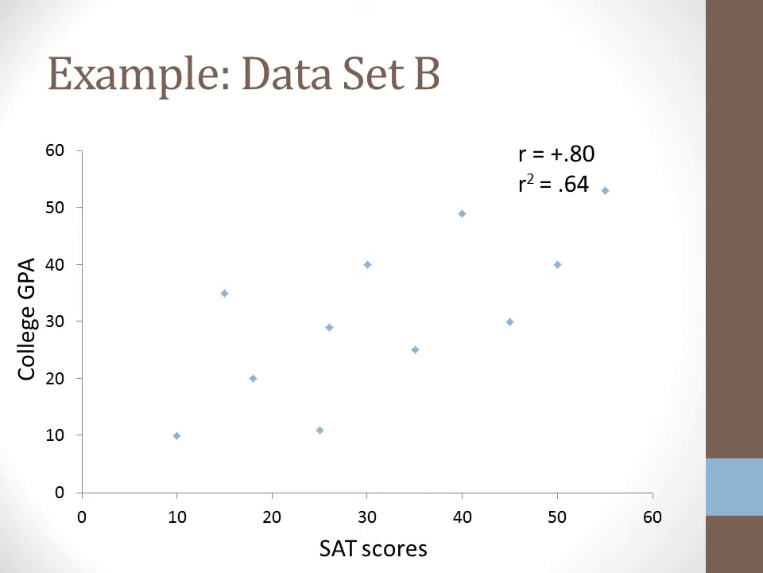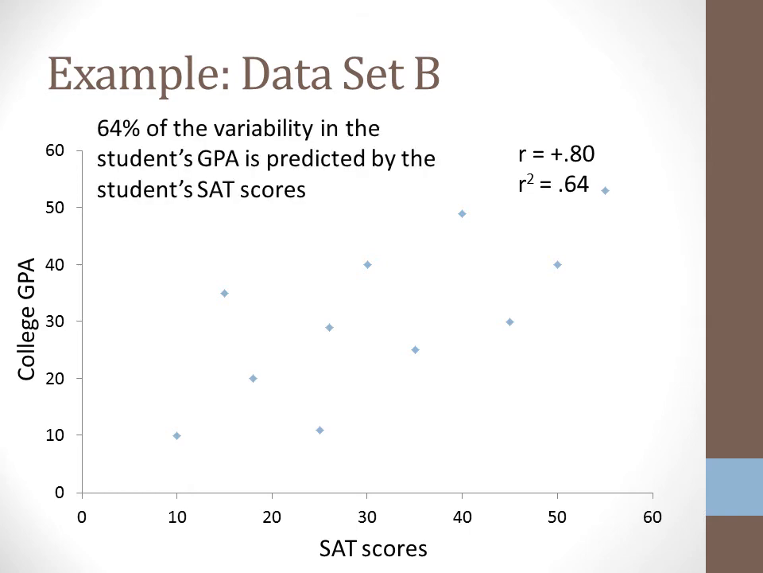Students who score high on the SAT tend to have higher grades in college than students with low SAT scores. From this relationship, it is possible to predict a student's GPA based on his or her SAT scores. However, you should realize that this prediction is not perfect. Although some students with high SAT scores tend to have high GPAs, this is not always true. In terms of the way we worded things before, we could also say that 64% of the variability in a student's GPA is predicted by the student's SAT scores.